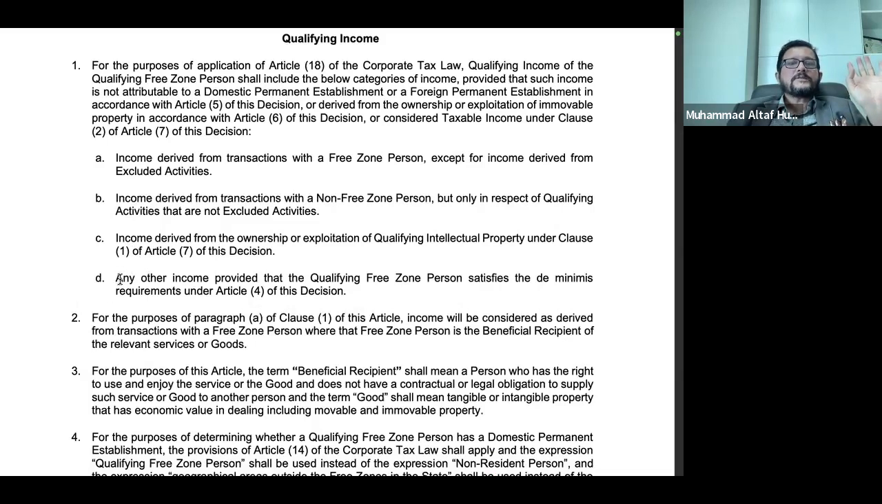Satisfies the de minimis. So, what does this de minimis mean? The first three are okay, fine. But what is the simple concept of de minimis? There's a percentage, I think 5%. 5% of the total revenue or 5 million dirham, whichever is less. That's the 5% of the total revenue or 5 million, whichever is less. That's the de minimis criteria.